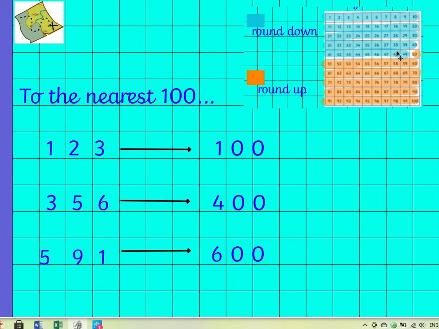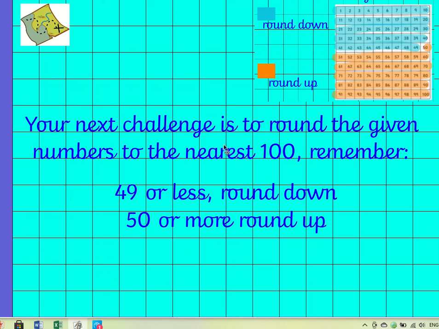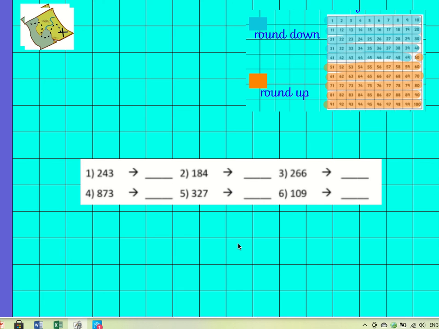123 you would round down to 100 because it is in the rounding down section. 356, because 56 is in the rounded up section, you'd go up to 400. And 591, 91 is also in the rounded up section, so that would go up too. So your next challenge is to round the given numbers to the nearest 100, and remember 49 or less you round down, 50 or more you round up. Okay, so there are your 6 next questions for your next challenge.